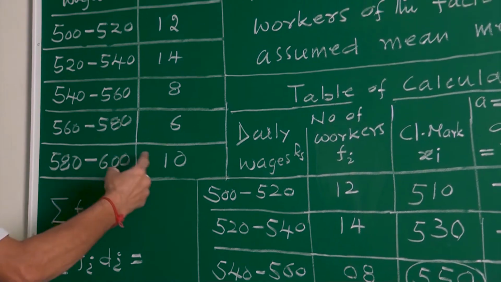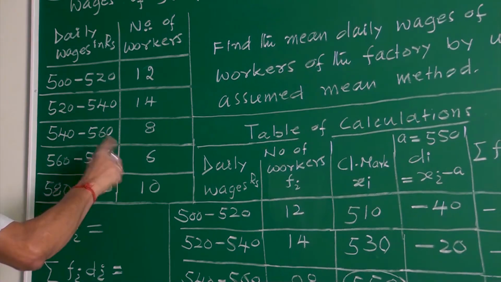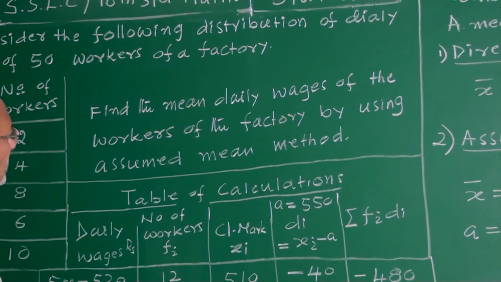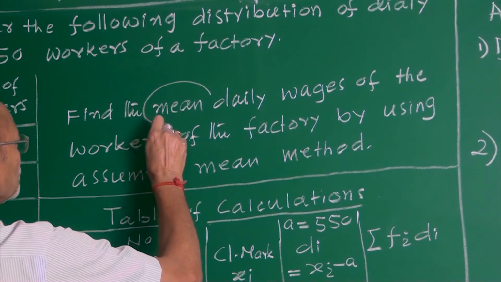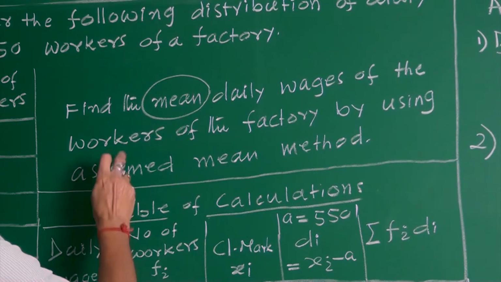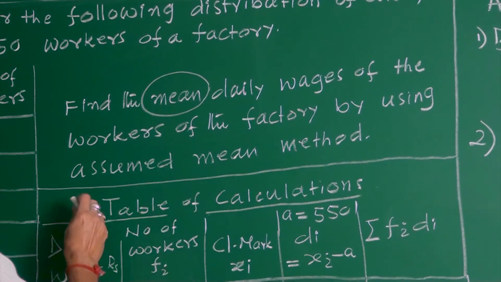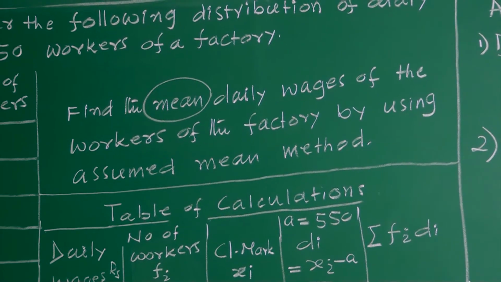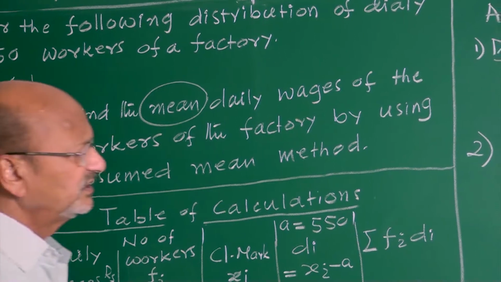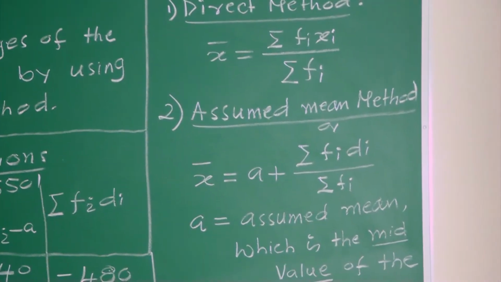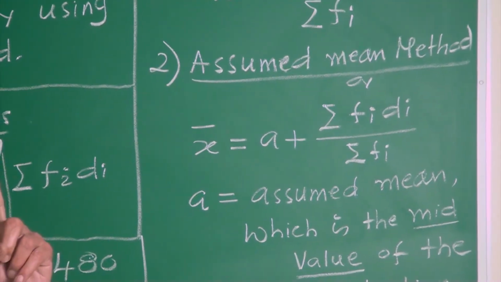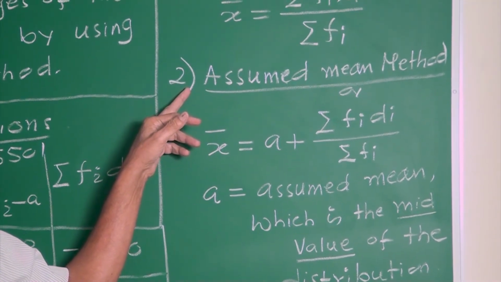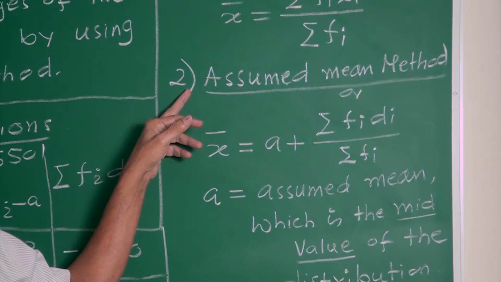This is the given frequency distribution, my friends. What you wanted: find the mean daily wages of the workers of the factory by using the assumed mean method. That is the second method, the assumed mean method. In this, everything I have already explained. After explaining this, I have done only one example on assumed mean method. Today I am going to do another 2 or 3 examples on assumed mean method.